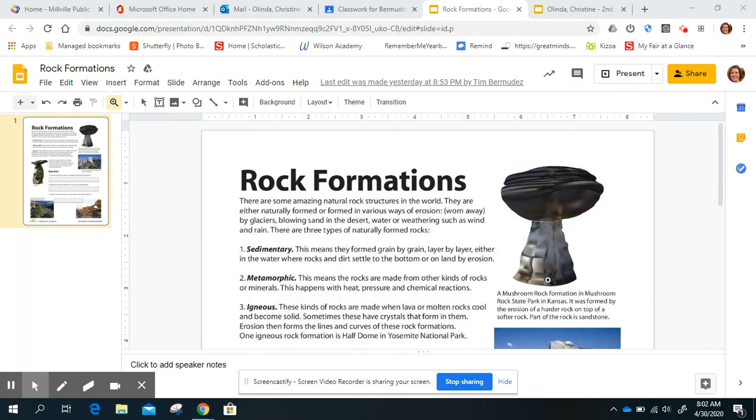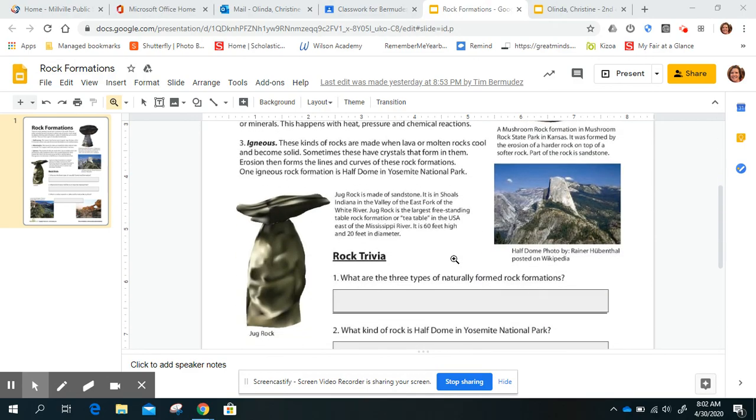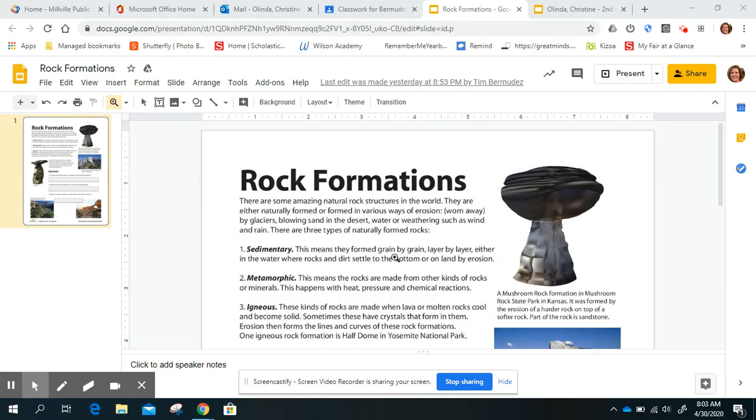Your science worksheet today is about rock formations. So there are only 3 questions, but you'll need to read the information first. Rock formations. There are some amazing natural rock structures in the world. They are either naturally formed or formed in various ways of erosion, worn away by glaciers, blowing sand in the desert, water or weathering, such as wind and rain. There are 3 types of naturally formed rocks.